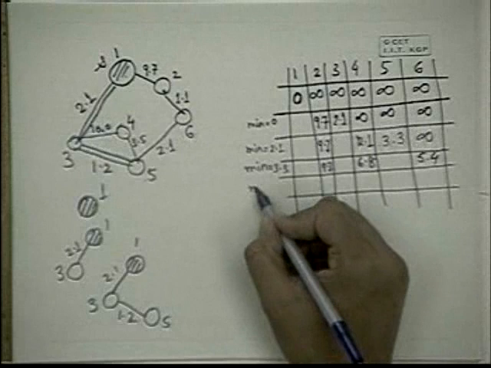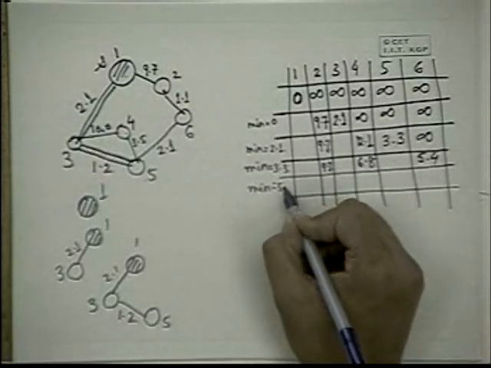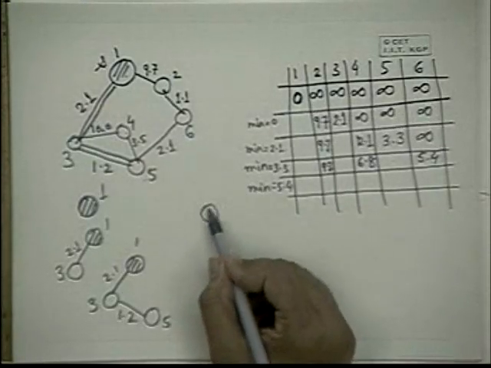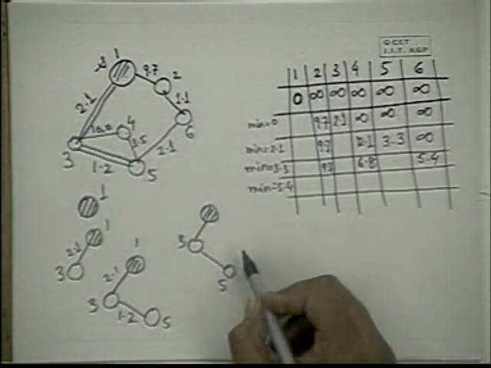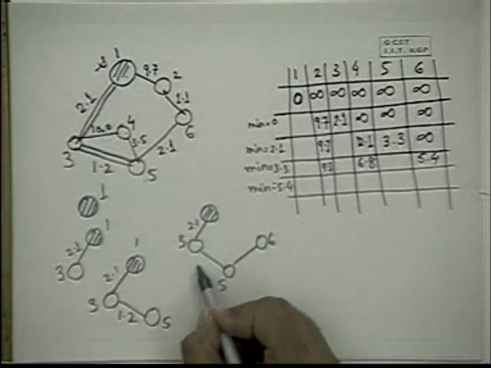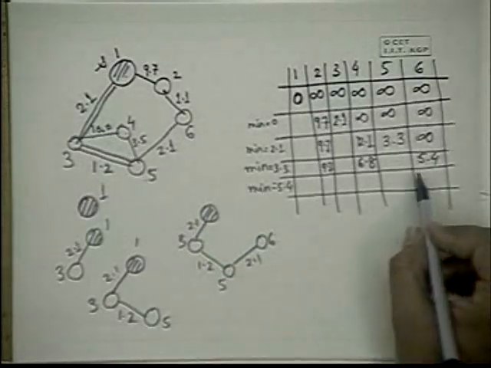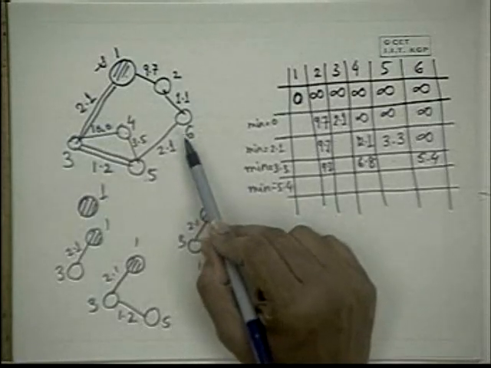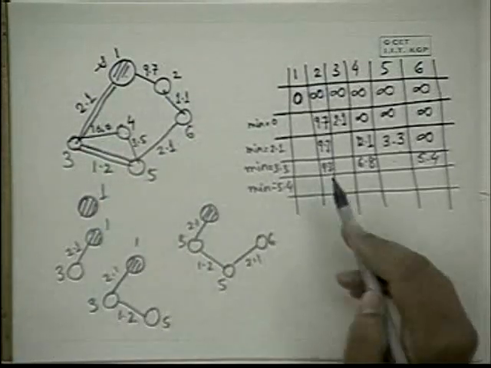So the next minimum is 5.4. So 6 will be extracted. So this will look like 3, 5 and then 6. So this is 2.1, 1.2, 2.1. So 6 will be extracted. When you extract 6, again something interesting happens, I guess. It has two neighbors: 5, which has already been included, but it has a neighbor 2 which has not been included yet.